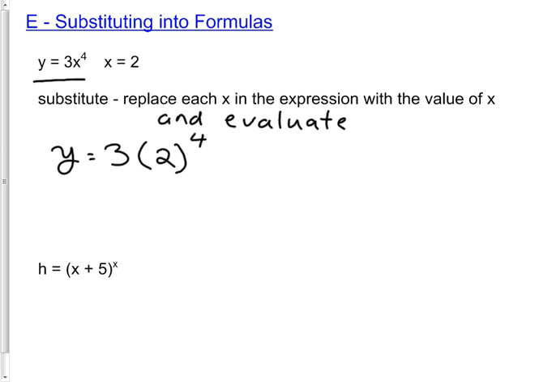There's no operation inside the brackets, so I'm going to do my exponents first. And I know that 2 to the power of 4 just means 2 times itself 4 times. So 2 times 2 times 2 times 2, and that's going to be 16. And then finally, I do my multiplication step here. 3 times 16 is 48. So I have substituted by putting the 2 in for x, and I've evaluated to get my final answer.